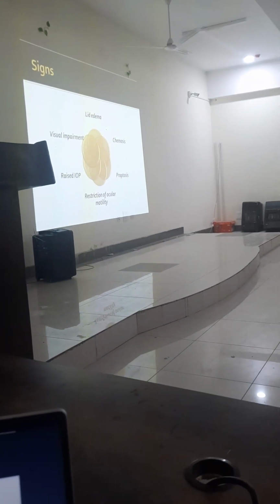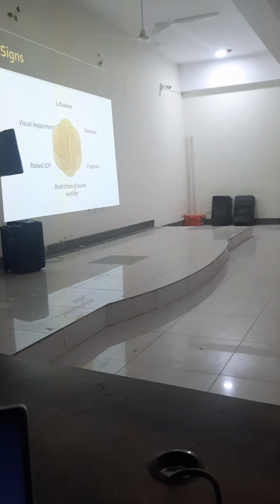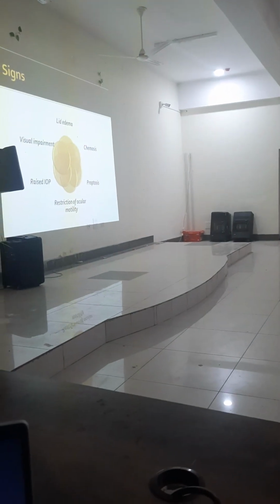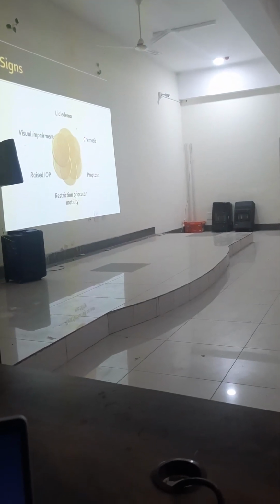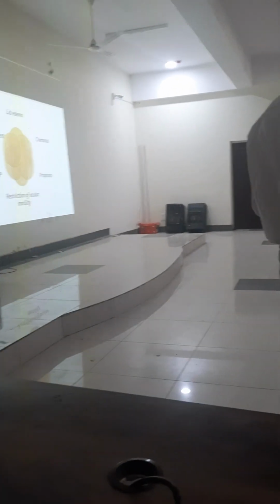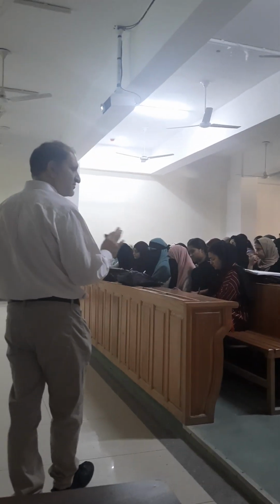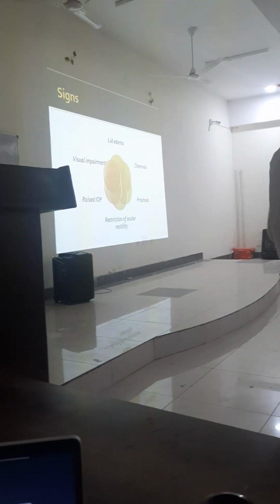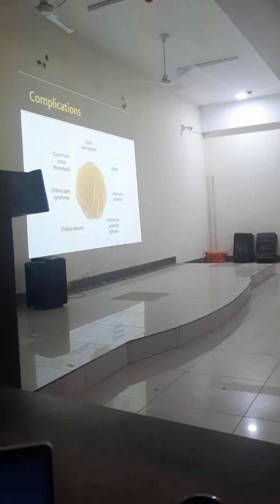Edema and visual impairment, raised IOP, restriction of the ocular movements, proptosis and chemosis. So remember these five. If proptosis is present, these three are important: proptosis, visual impairment and restriction of ocular movements. If these three are present, it's orbital cellulitis. Don't confuse yourself with preseptal cellulitis. Okay? Proptosis, restriction of ocular movements and visual impairment. Next, please.